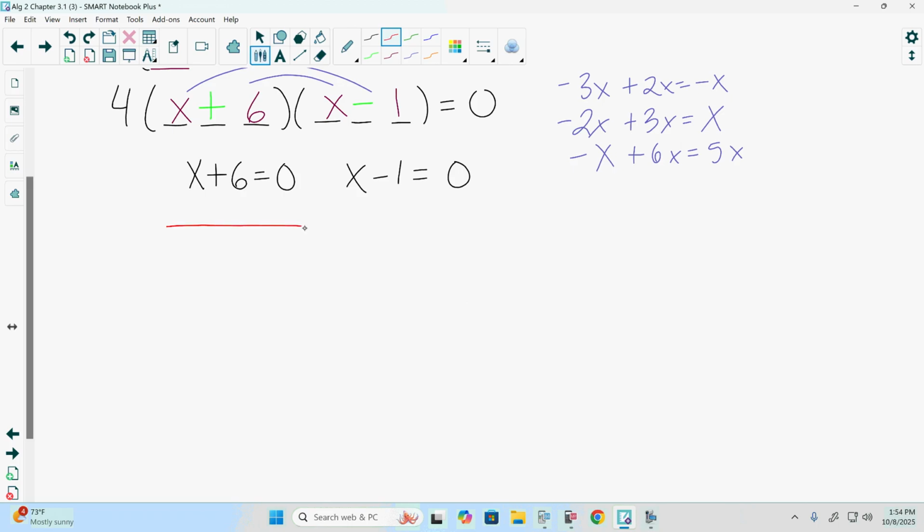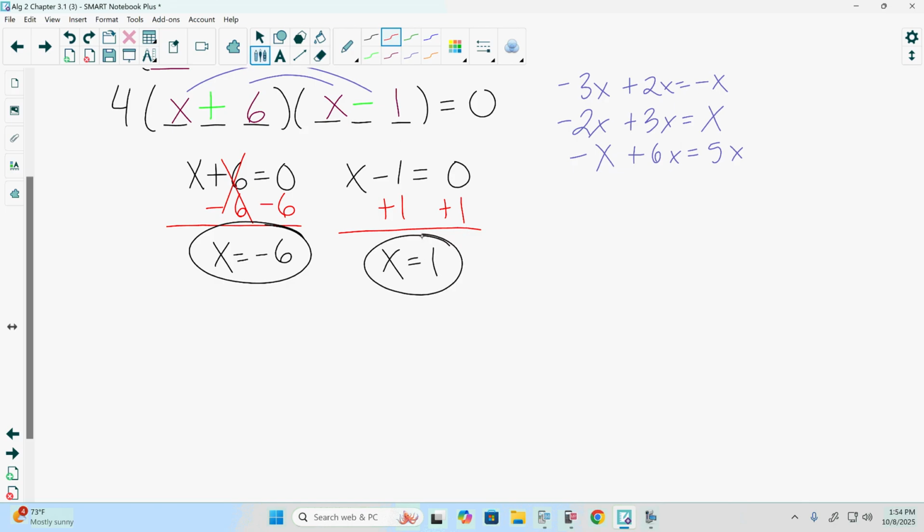Now with the x plus 6, we would minus 6, telling us x is equal to negative 6. With the x minus 1, we would add 1, telling us x is equal to 1. So the two solutions for this here is -6 and 1. Questions on this here? Questions on anything we've done so far?